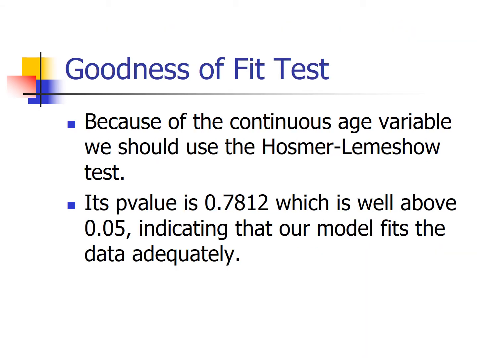And then last but not least, actually the focal point of this example, because we had a continuous age variable, we needed to use the Hosmer-Lemeshow test, and the p-value was quite large, which is good. It indicates a good fit to our data. All right, I think that's 1 down. Check, 3 to go.